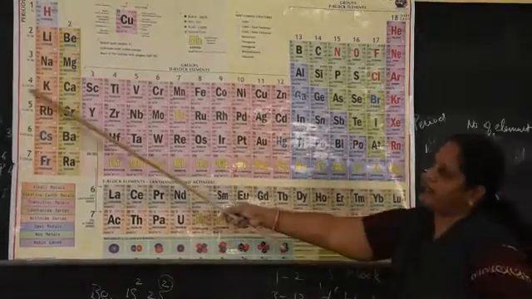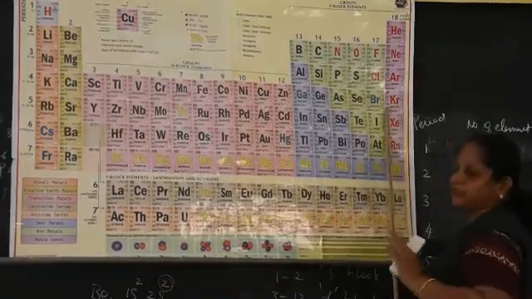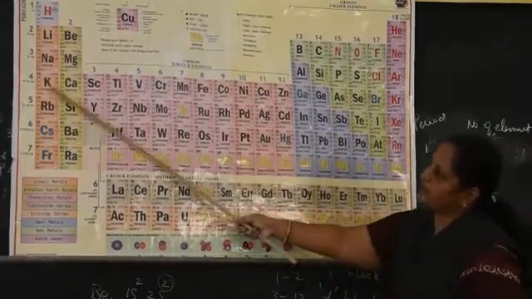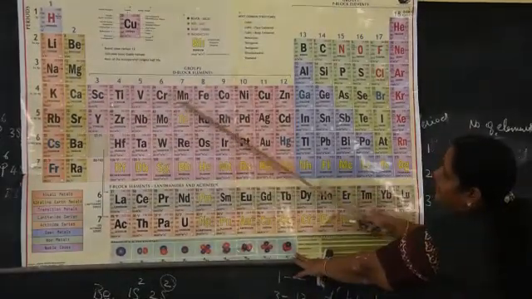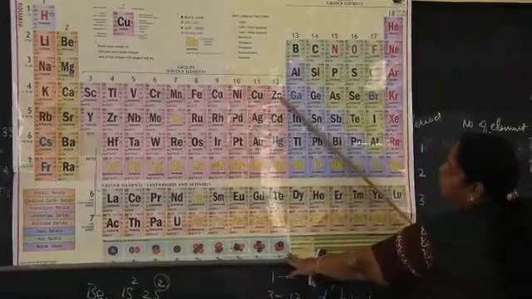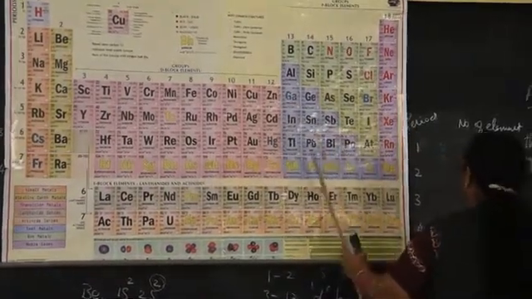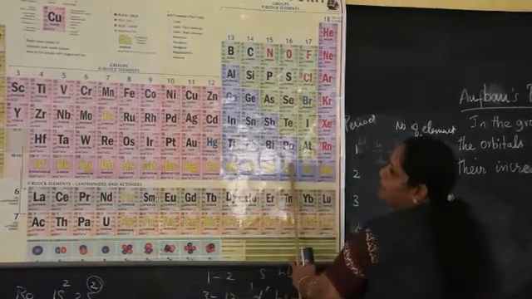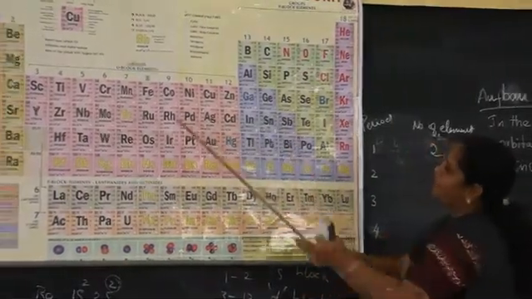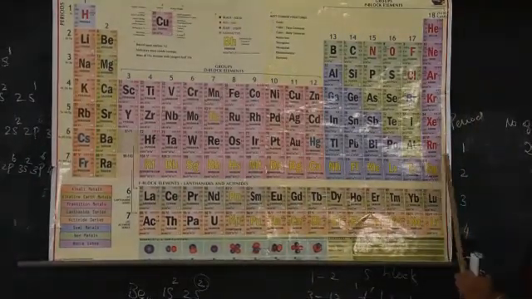Fourth period, when we move from left to right, that is called a period. So how many elements are there? 1, 2, 3, 4, 5, 6, 7, 8, 9, 10, 11, 12, 13, 14, 15, 16, 17, 18. So the fourth period has 18 elements. Like that, the fifth period also has 18.